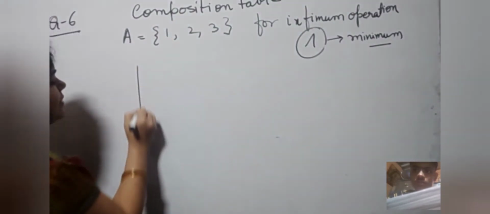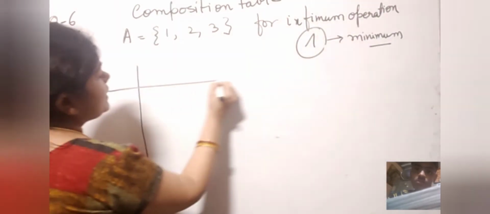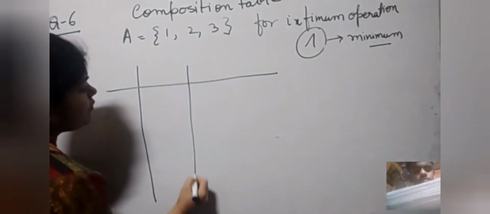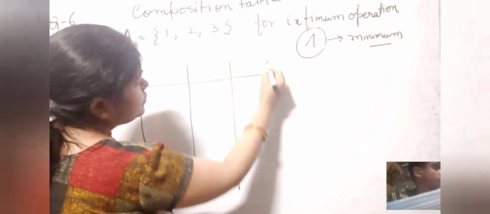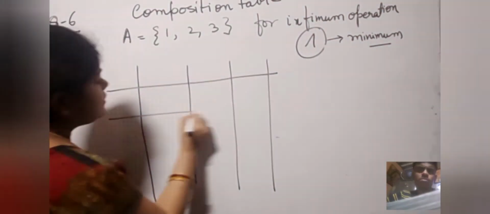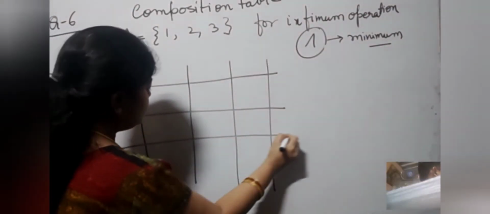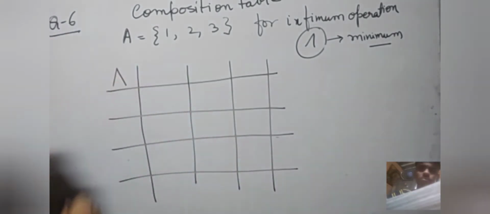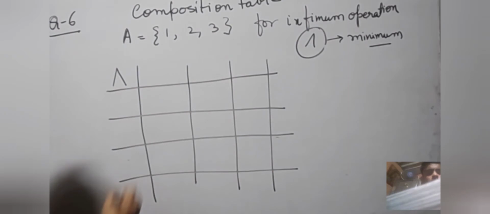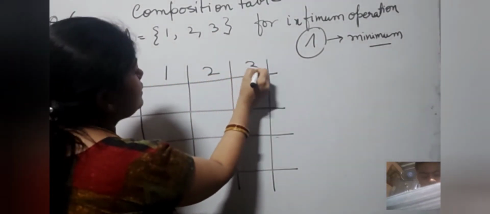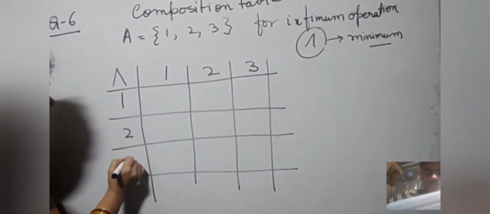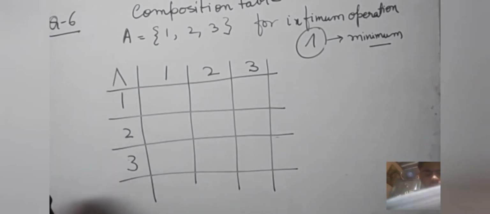Okay? Now we have 3 elements over here. Make it in this way: 1, 2, 3. Similarly, 1, 2, and 3. Write it over here, the infimum operation. Write over here 1, 2, 3. Also here 1, 2, 3. Understood?